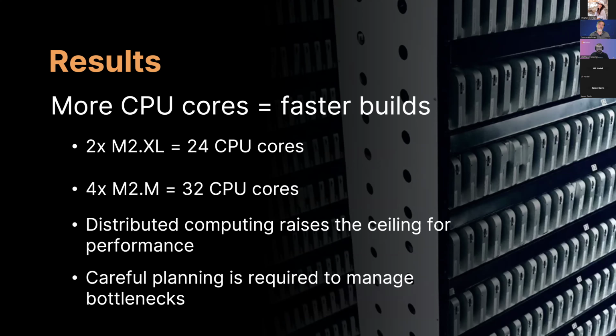The wonderful thing about this is that these machines combined are faster than the fastest Mac. And that's because we're using distributed computing, which can actually lower the ceiling for performance, lower times. But you need to ensure that you've carefully planned to manage bottlenecks, as we saw with the Super 6.